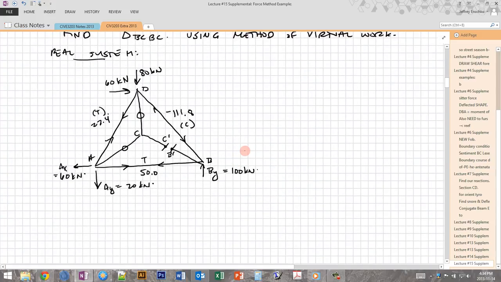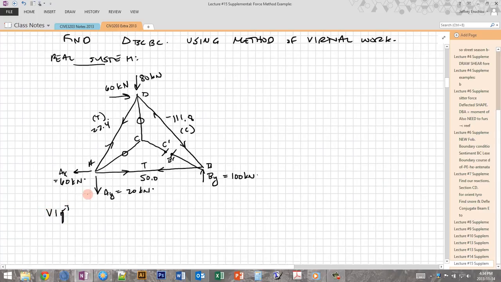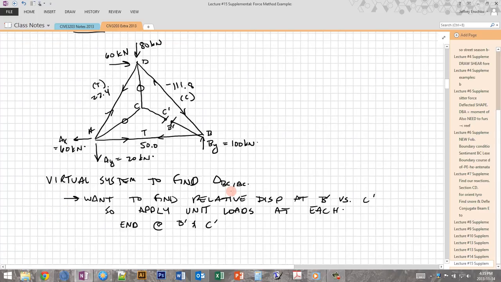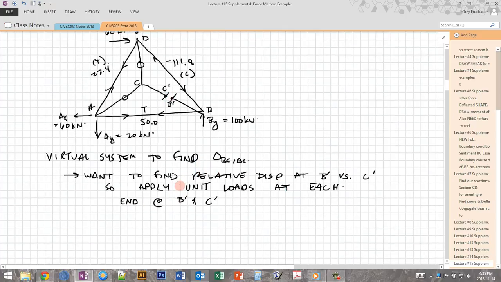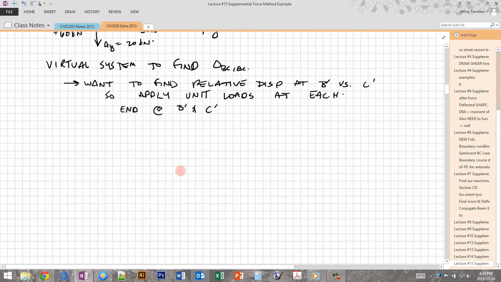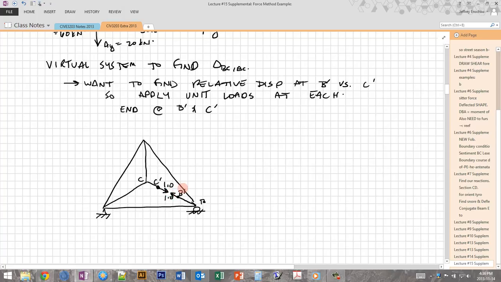So now that we've found the real system for our virtual work, we can find the virtual system. Since for our virtual system we want to find the relative movement of B prime and C prime due to these external loads, do they overlap, do they pull apart, by how much, we're going to have to apply virtual unit loads at each end at B prime and C prime. So that's going to look like this. So here's our primary system. Here is our cut. I've separated it just for clarity, and we apply 1.0 to B prime and 1.0 to C prime, and this represents the axial force that's in that member.